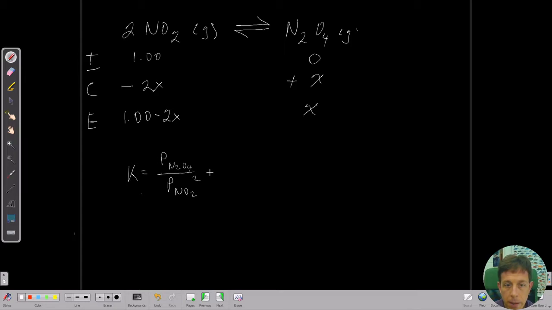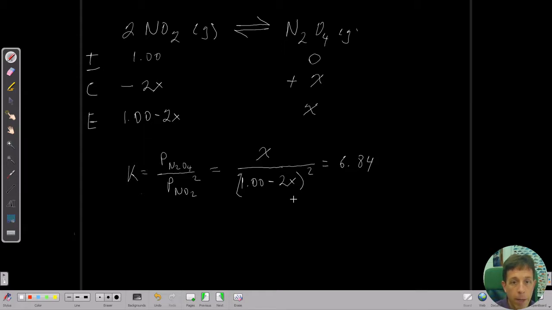And now we can express, like we did in the preceding page, and write out, instead of these partial pressures, this equation with these variables right here. So we've got the partial pressure of N2O4 as x over 1 minus 2x, and now all this has to be squared. And now this has to equal 6.84, which equals K.